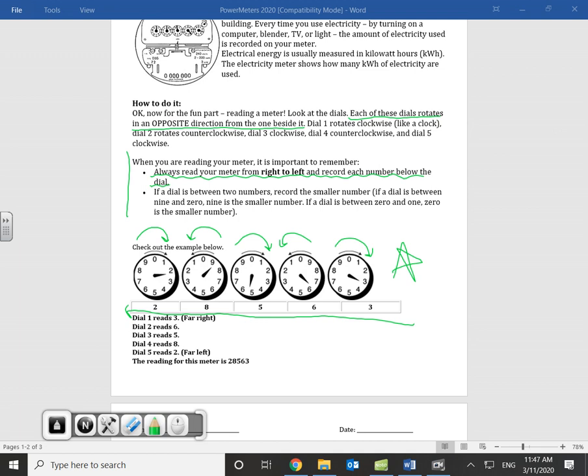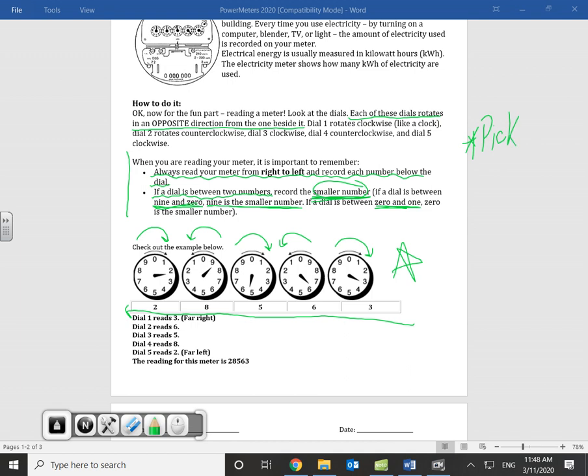Okay? If the dial is between two numbers, now this is a rule you must follow. You always record the smaller number. Always. Except, there's one exception. There's always an exception, right guys? If the dial is between 9 and 0, 9 is the smaller number. Well, that's very interesting. If the dial is between 0 and 1, 0 is the smaller number, but that one makes sense. So basically, we're going to remember these little rules.